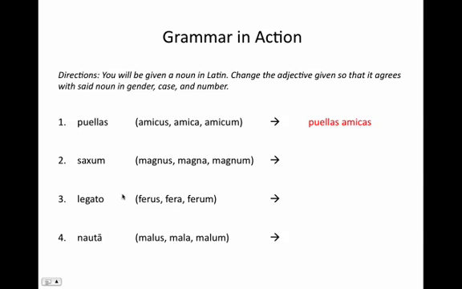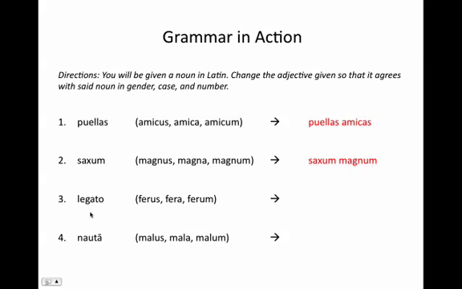Moving down to saxum, we ask ourselves what gender, case, and number is saxum. Saxum is, of course, neuter, another thing that we memorize. Because it's neuter, we go to that third principal part, magnum, and we ask ourselves what case and number is saxum. Now saxum can be either nominative or accusative singular, but it doesn't matter either way because the nominative or accusative of the adjective magnum is also magnum. Saxum magnum.